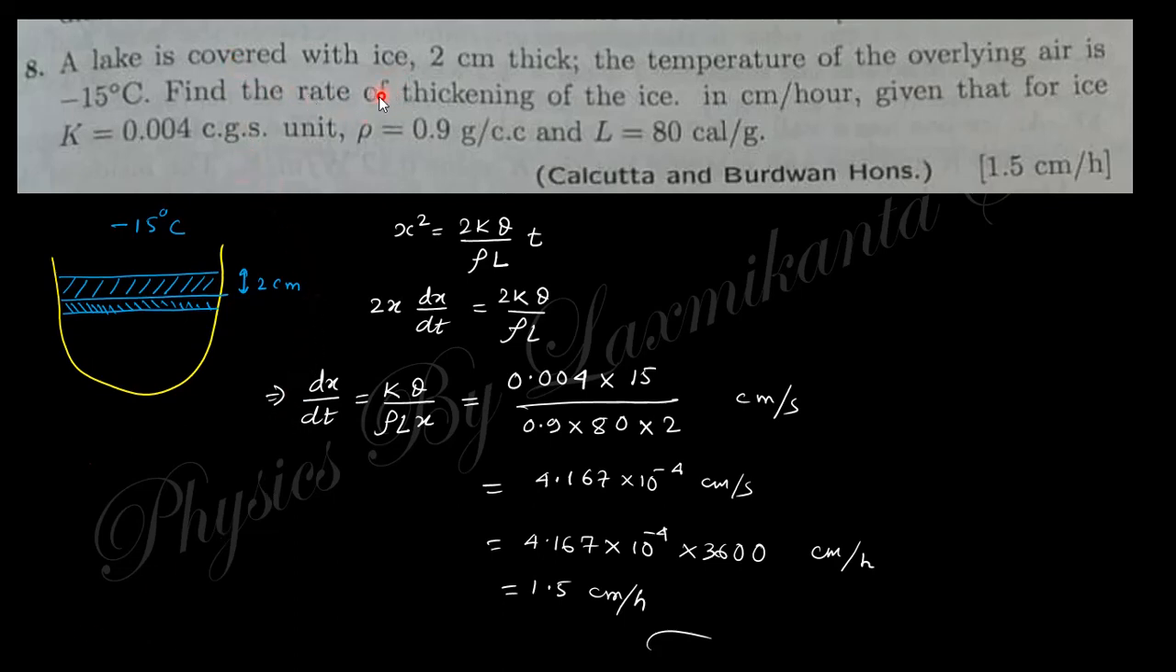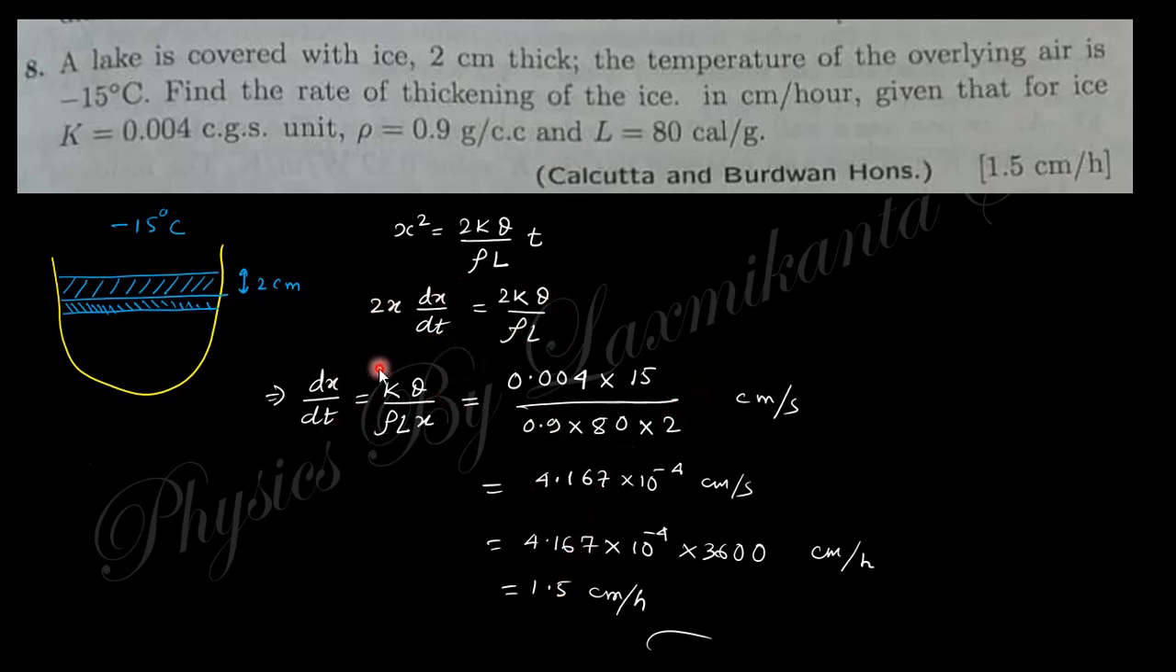A lake is covered with ice. This is a lake which is covered with ice of 2 centimeter thickness. The temperature of the overlying air is minus 15 degrees centigrade. Find the rate of thickening of the ice. So you need to find out the rate of thickening of ice, that means dx/dt. You know this formula was obtained previously. So 2x dx/dt equals this, so dx/dt equals like that.